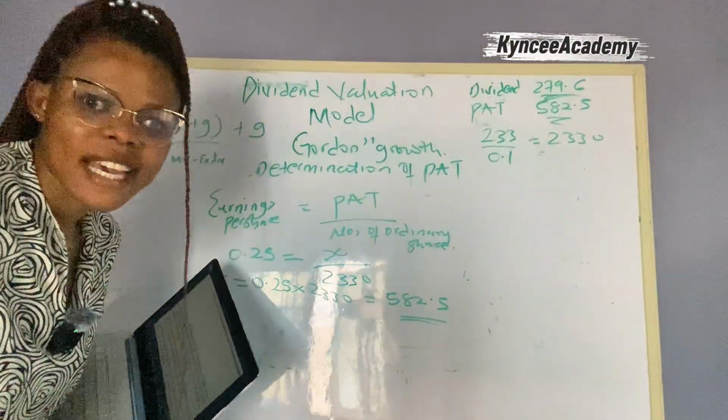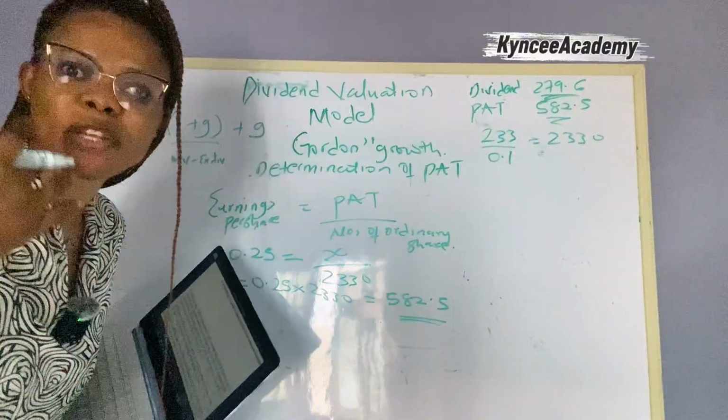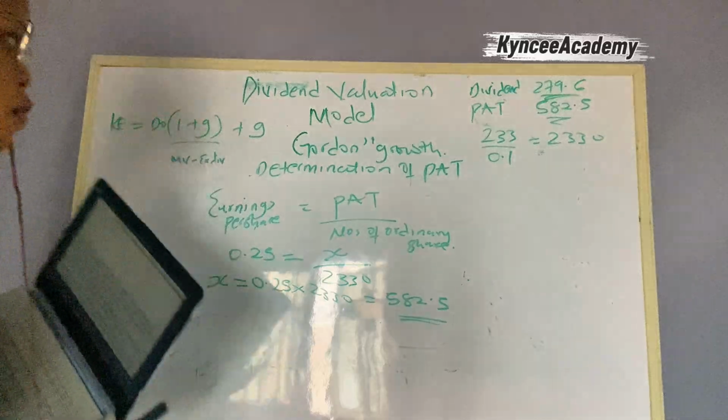In our formula again, we are going to look for opening shareholders fund. We were not given it. They only gave us the closing. So now we have to go and look for it.